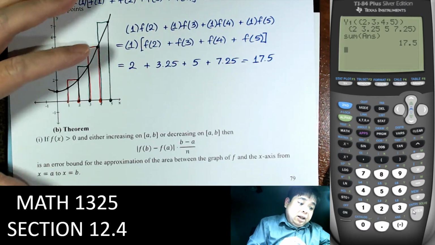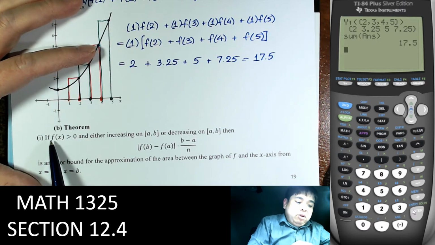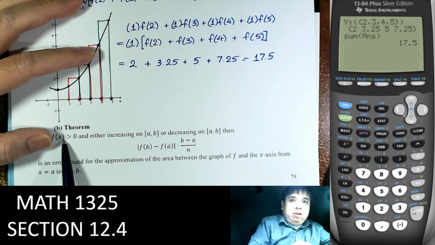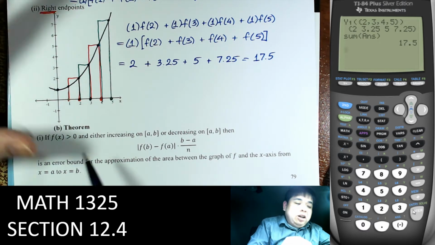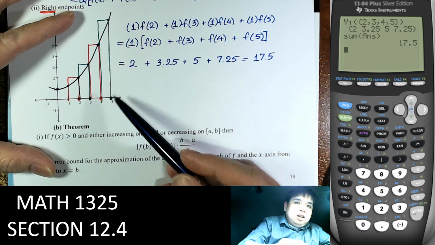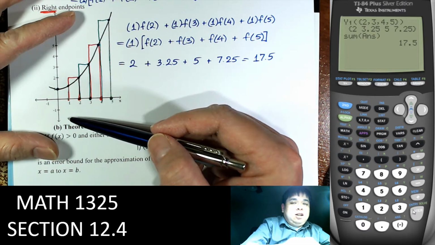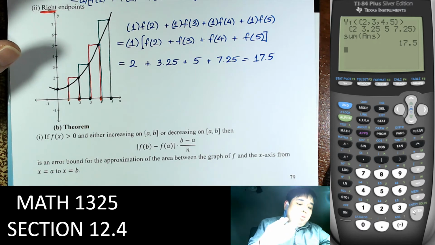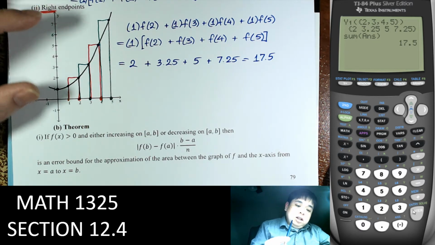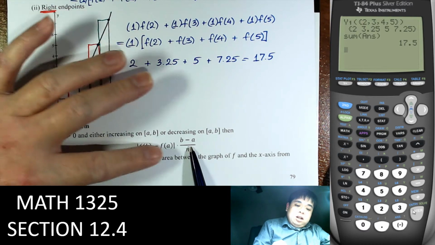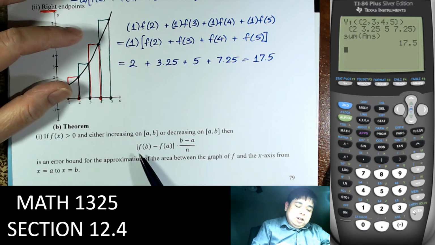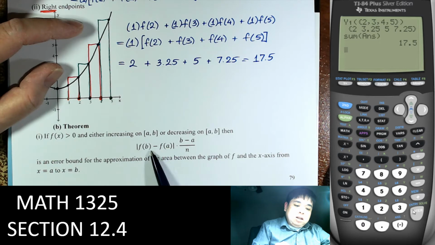Right. Now, we have a theorem. If the function is positive, right? So we talk about area under the curve. If the function is below the x-axis and we use the height, that could be negative. So the way we define this, we let the function be positive, either increasing or decreasing. Then we have the width is b minus a over n, and the absolute value of f of b minus f of a.